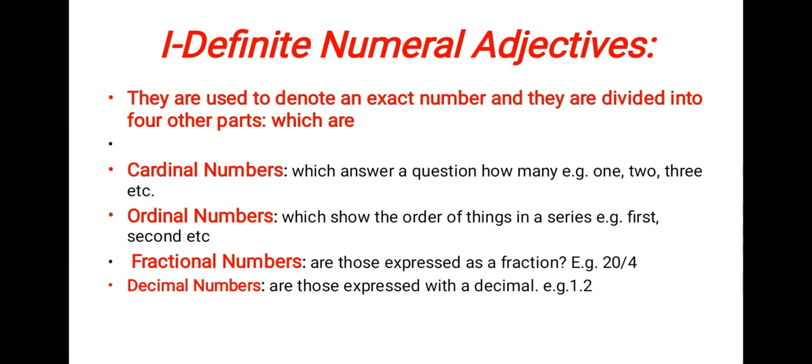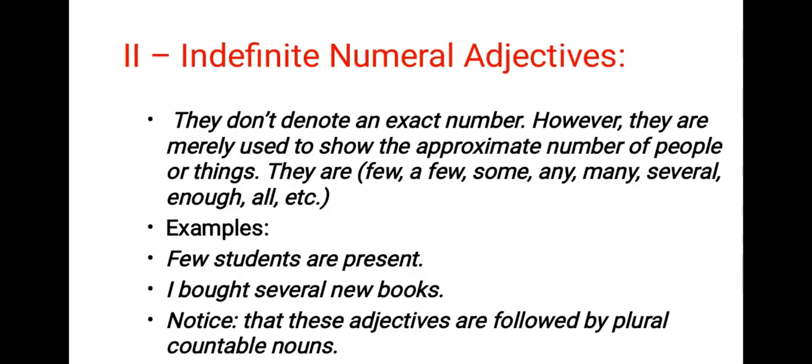Fractional numbers are those expressed as a fraction, for example 20/4, and decimal numbers are those expressed with a decimal, for example 1.2, 3.2, 4.5, etc. Indefinite numeral adjectives don't denote an exact number, however they are merely used to show the approximate number of people or things.